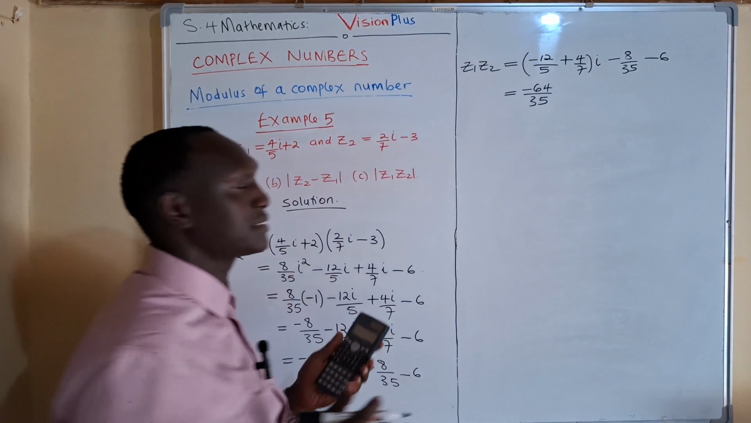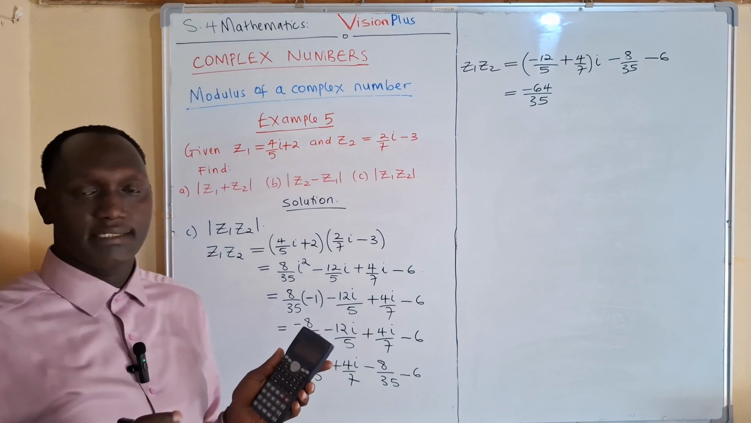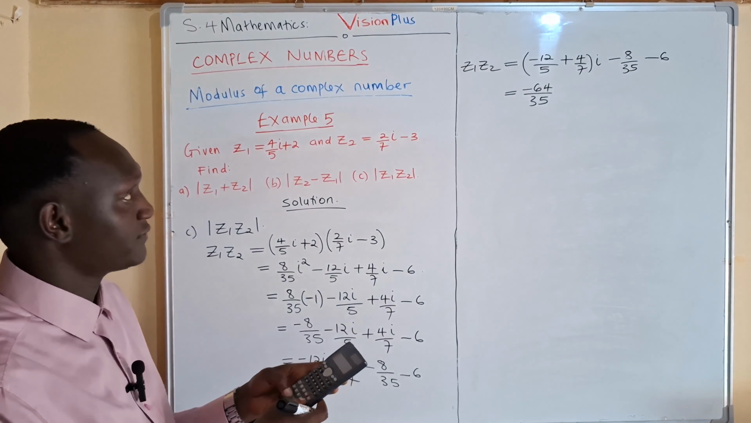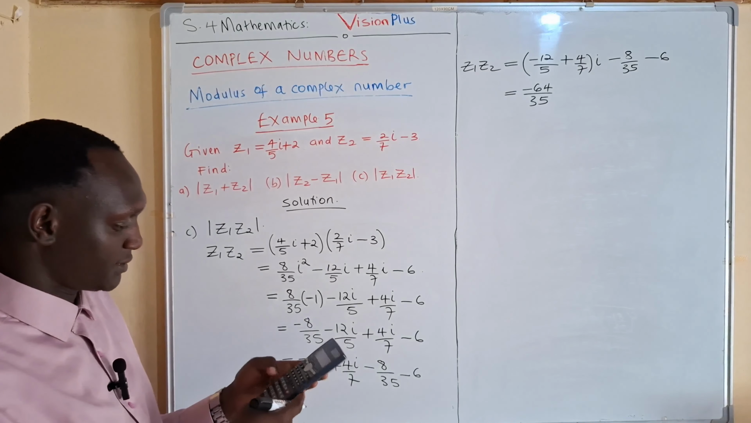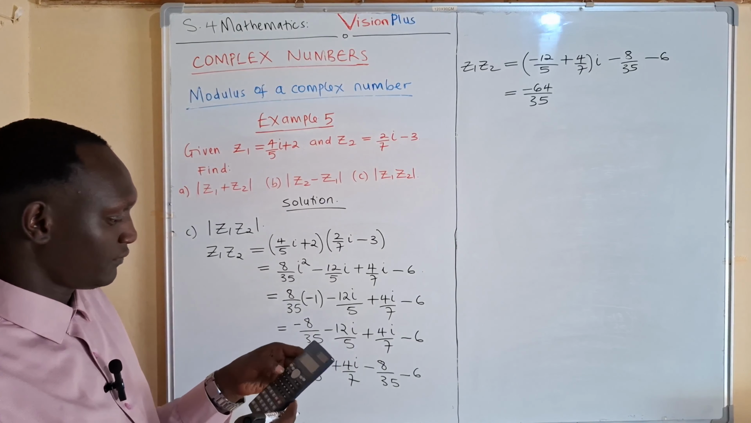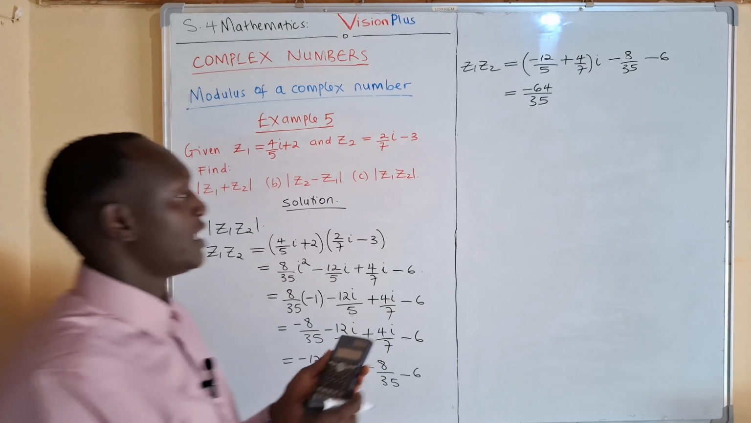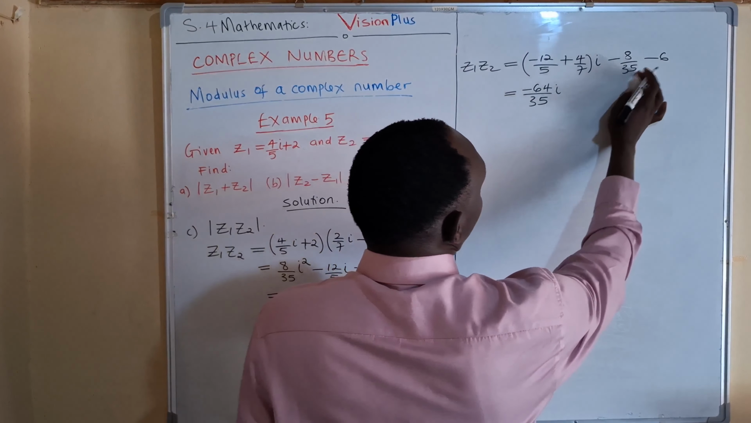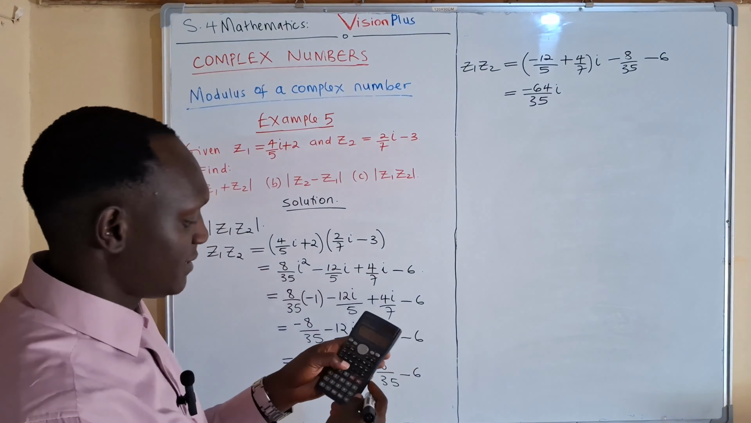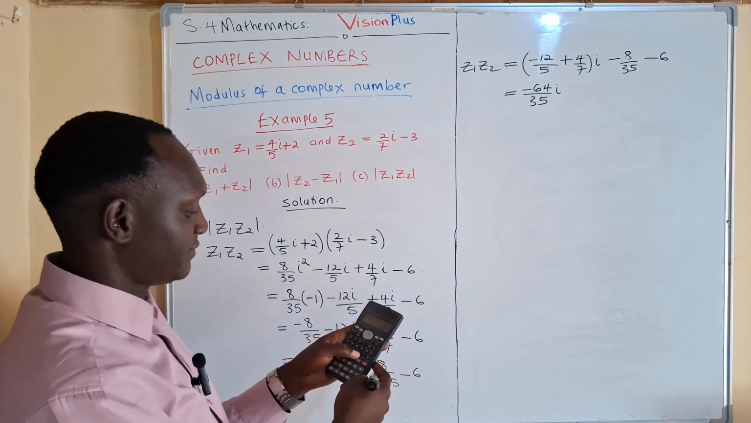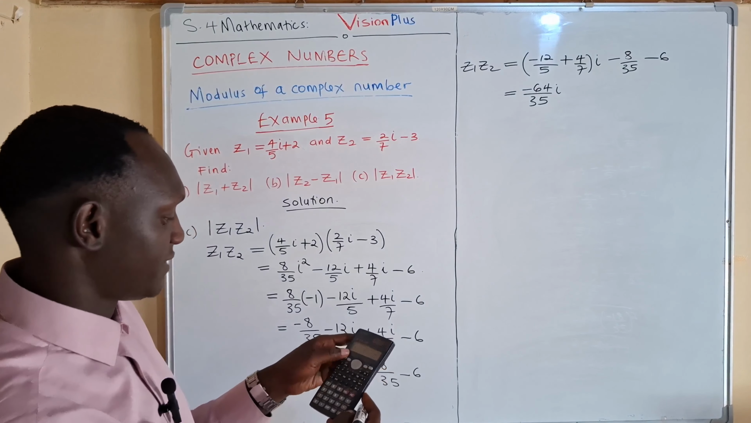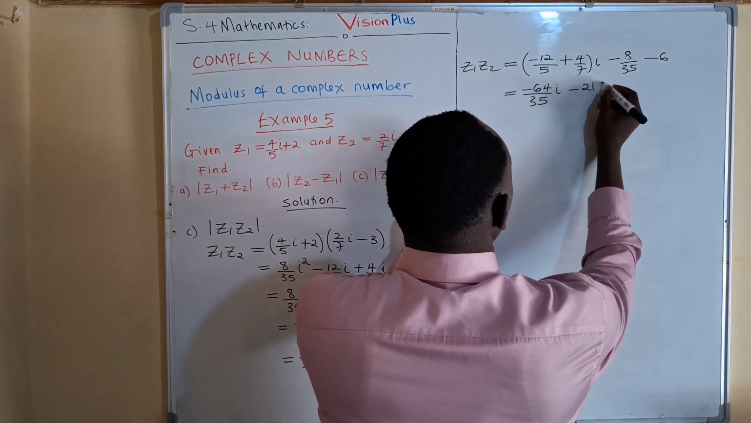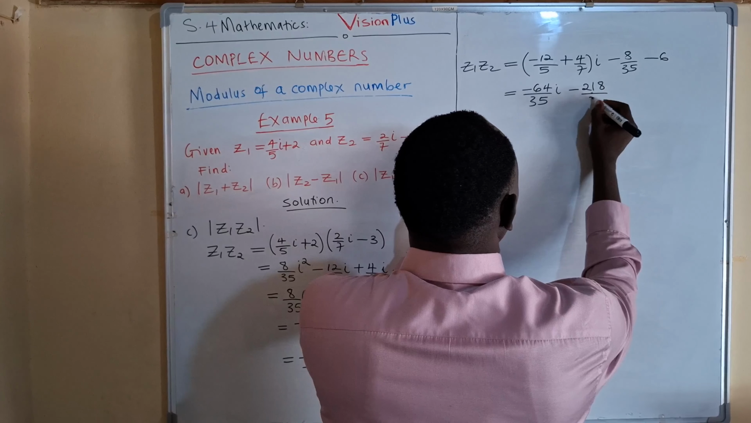But here you can just use addition of fractions. Get the LCM and do what you are comfortable with. Now let me confirm this. Negative 12 divided by 5 plus 4 divided by 7. Yes, negative 64 out of 35 i. Then here we have negative 8 out of 35 minus 6. Let's say negative 8 divided by 35 minus 6 should be a negative number, bigger. This gives us here negative 218 out of 35.